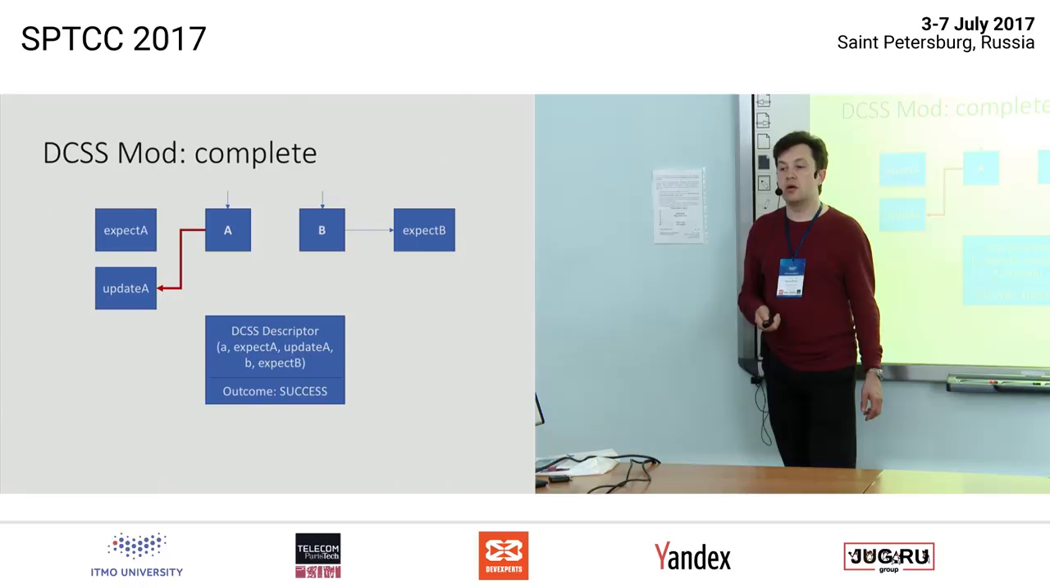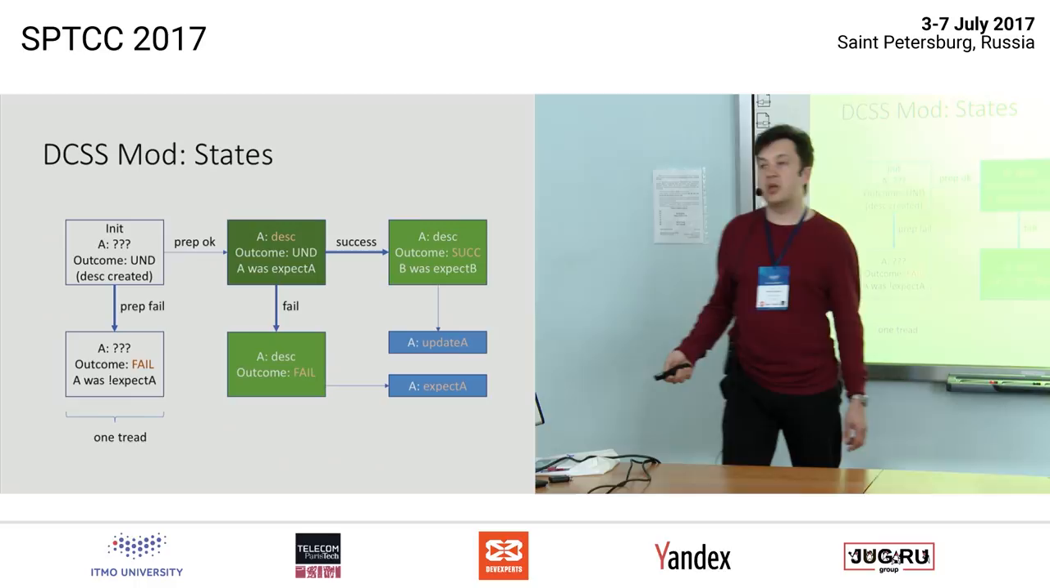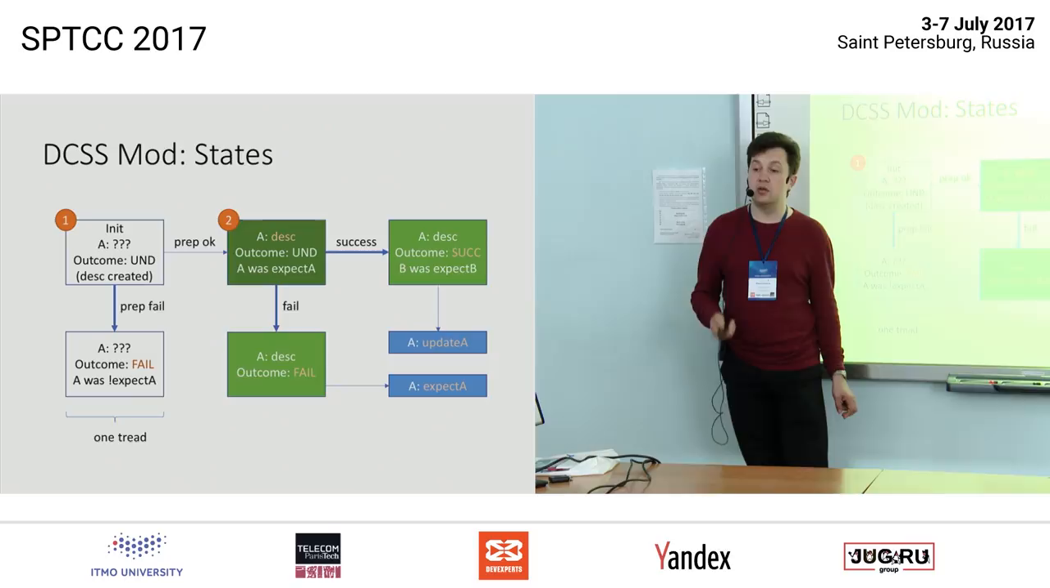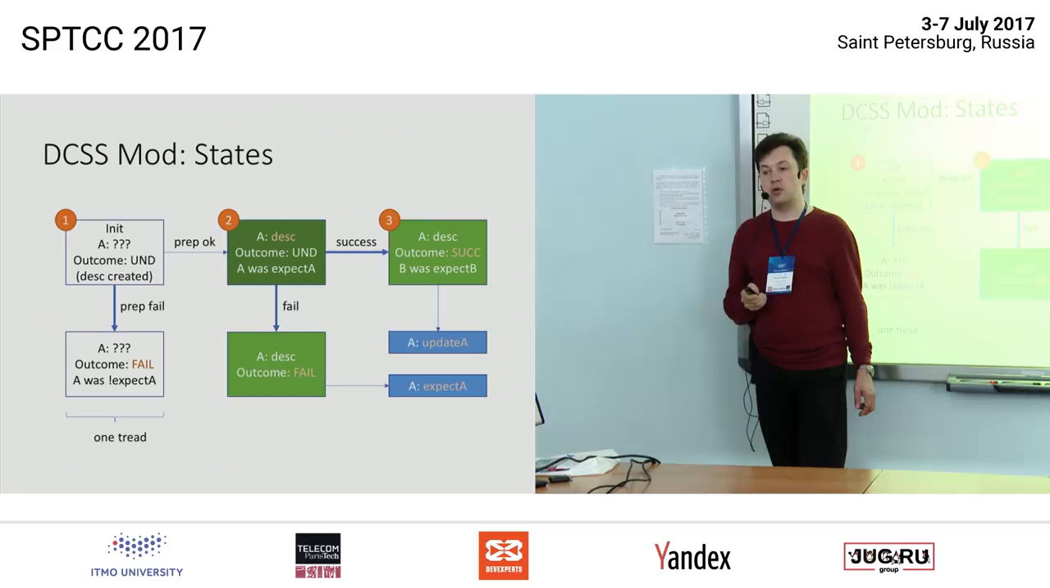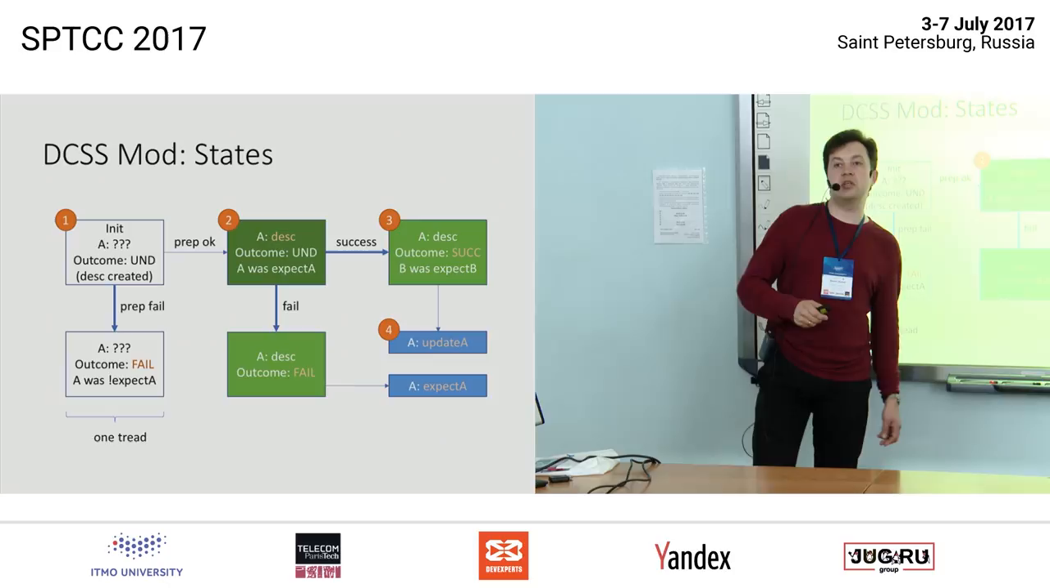So the state diagram takes an additional step. In the successful path, we start by locating, we publish the descriptor, and the outcome is still undecided. If successful, we just mark it as successful. It's not over yet, there's one more step. We have to complete the update, but it's still linear. Any thread that comes to seed can help us finish this procedure.